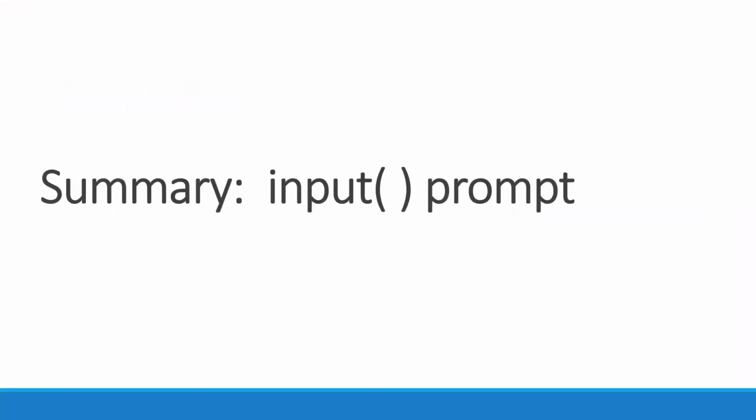Now, by showing the current value of a variable in the input prompt, you can provide a more meaningful reference to the user indicating the expected input based on the current state of the program.